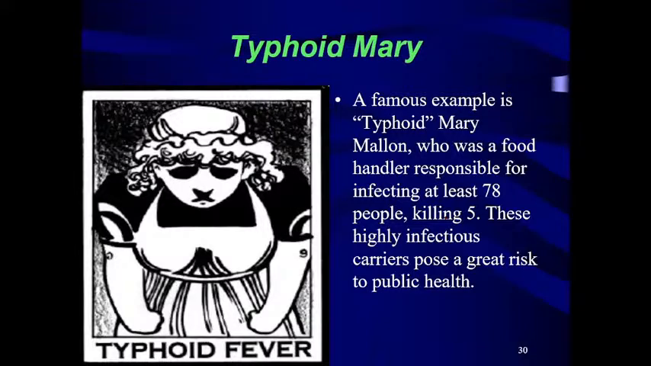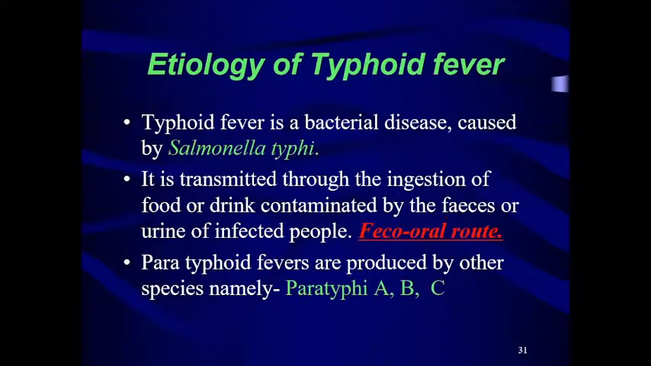That's why all food handlers have to be routinely examined, both stool and blood analysis, just to make sure that they're not infectious. Typhoid fever is a bacterial disease caused by Salmonella typhi. It is transmitted through the ingestion of food and drink contaminated by the feces or urine of infected people, fecal-oral route, basically just like amoebiasis. Paratyphoid fevers are produced by other species, Paratyphi A, B, C.